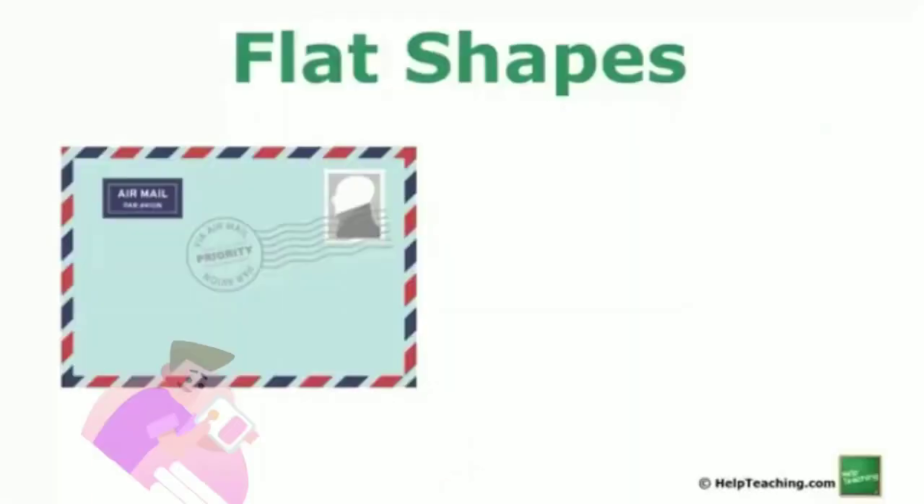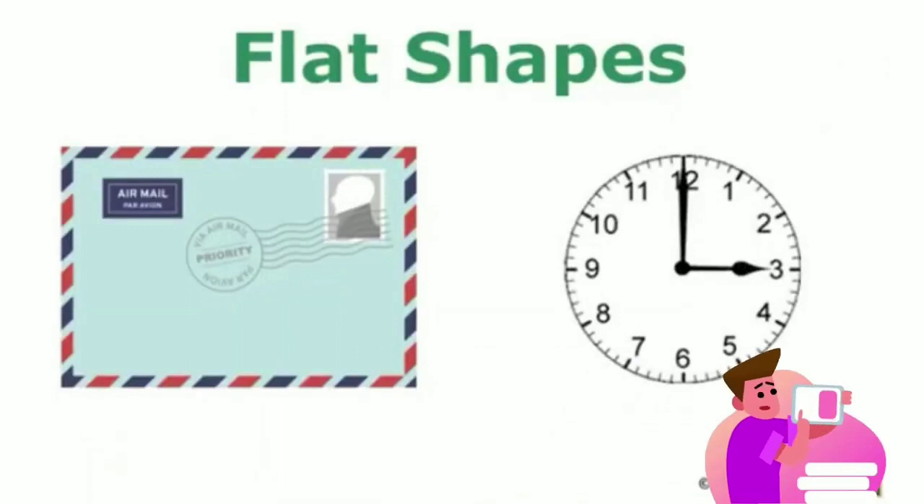Now, shapes take two forms. It can either be flat, which means it has two dimensions, length and width. An example of this is paper.